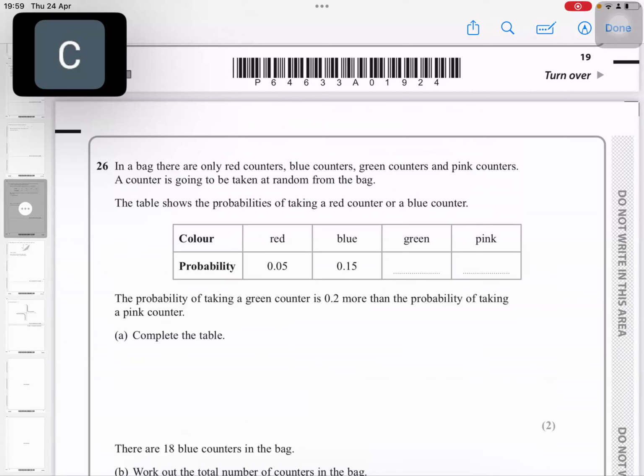Okay. Oh, it's a probability question. In a bag, there are only red counters, blue counters, green counters, and pink counters. Okay, interesting bag. A counter is going to be taken at random from the bag. It shows the probabilities of taking a red counter or a blue counter. The question says the probability of taking a green counter is 0.2 more than the probability of taking a pink counter. It says you should complete the table. Now, you know what you're going to do. Remember, total probability would always be what?